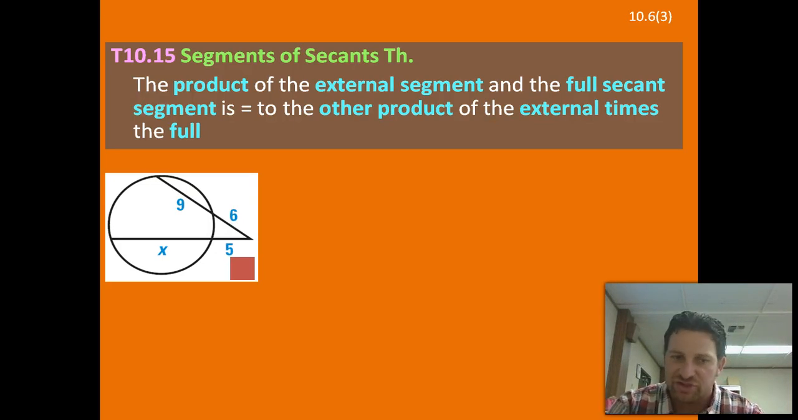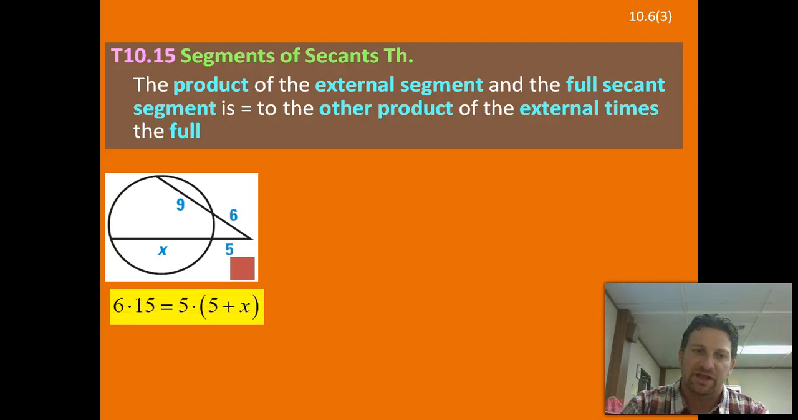That's the external segment. So the 6 and the 5 are the external segments, and then the full secant on the top one is 9 plus 6, which is 15. But on the bottom we cannot combine X and 5 together through simple addition, or through the rules of combining like terms, so we have to leave it as is, X plus 5. And so when you set this up, it looks kind of like this.